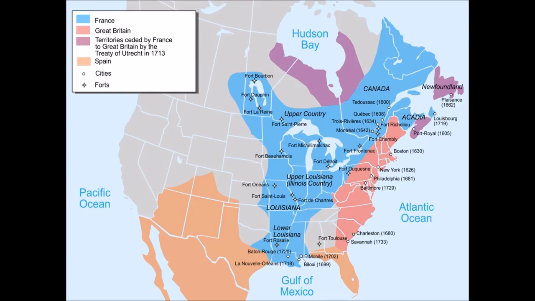So this map here shows that end product of what the New World is going to look like more or less on the eve of the American Revolution. So this is where we are heading. So now how did we get there?